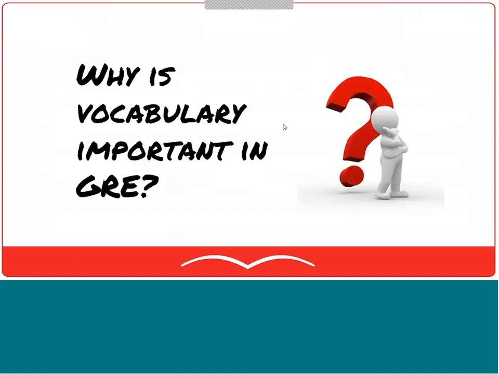The most important question for the evening is why is vocabulary important in the GRE? The GRE contains three types of questions: sentence equivalence, text completion, and reading comprehension. For sentence equivalence and text completion questions, a good vocabulary is essential. It will help you get the right answer very fast. Having a good vocabulary doesn't hurt reading comprehension either. So if you have a good vocabulary, it will definitely help you score better in GRE.